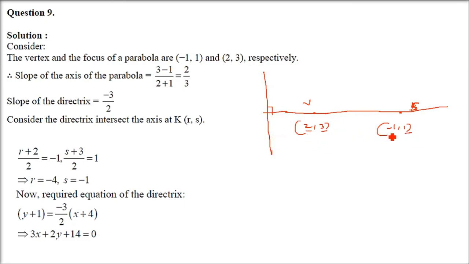So what is the slope of the axis of symmetry? 2 by 3. So what will be the slope of the directrix? It is perpendicular, so it will be minus 1 divided by 2 by 3, so minus 3 by 2. The slope of the directrix is minus 3 by 2.